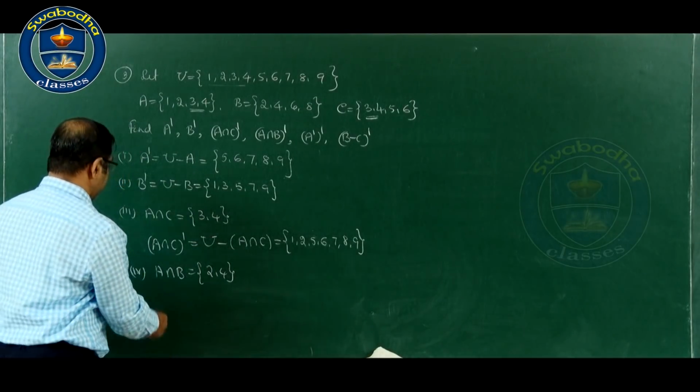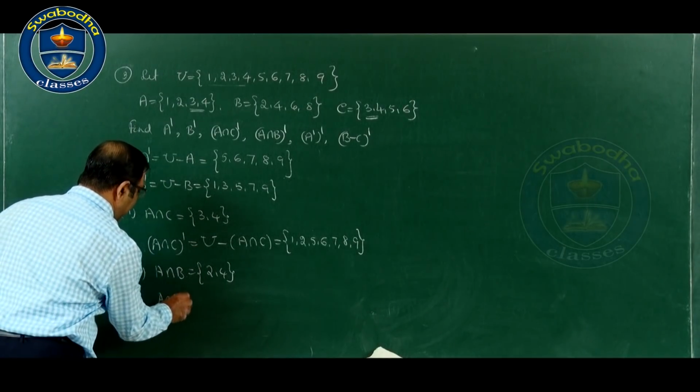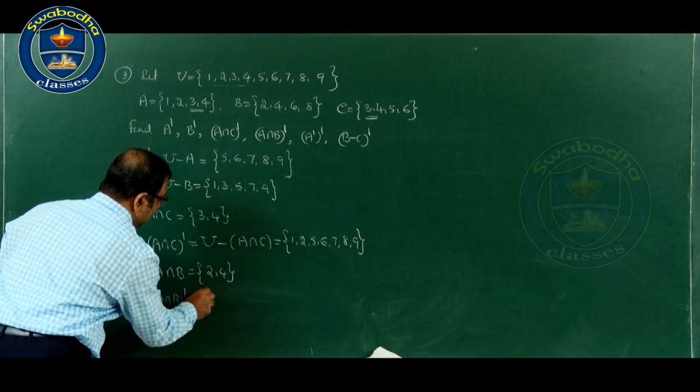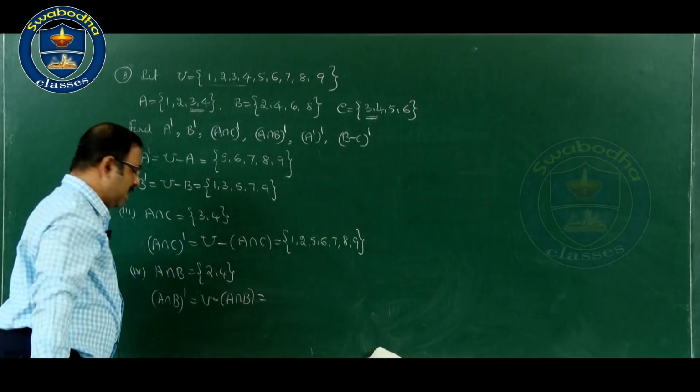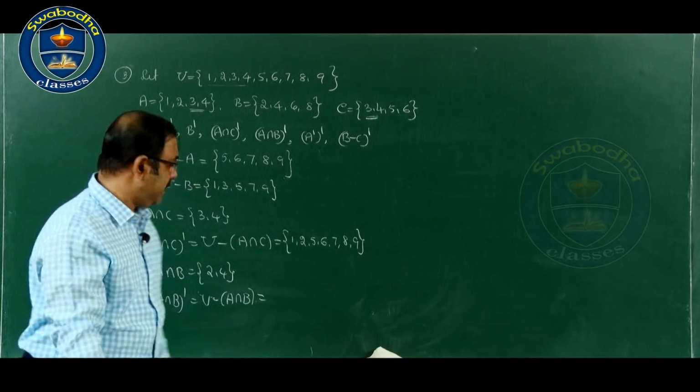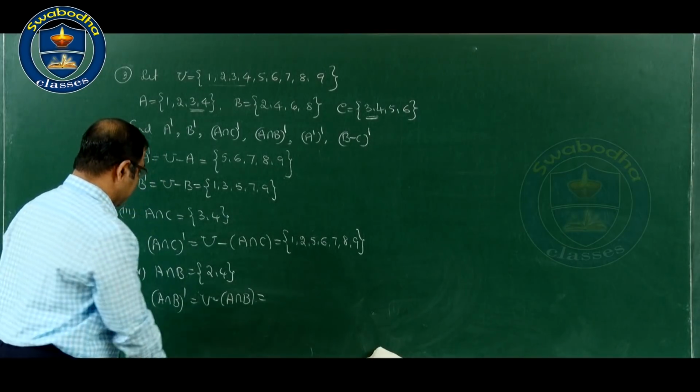A intersection B. Next write A intersection B complement. What is it? It is U minus A intersection B.